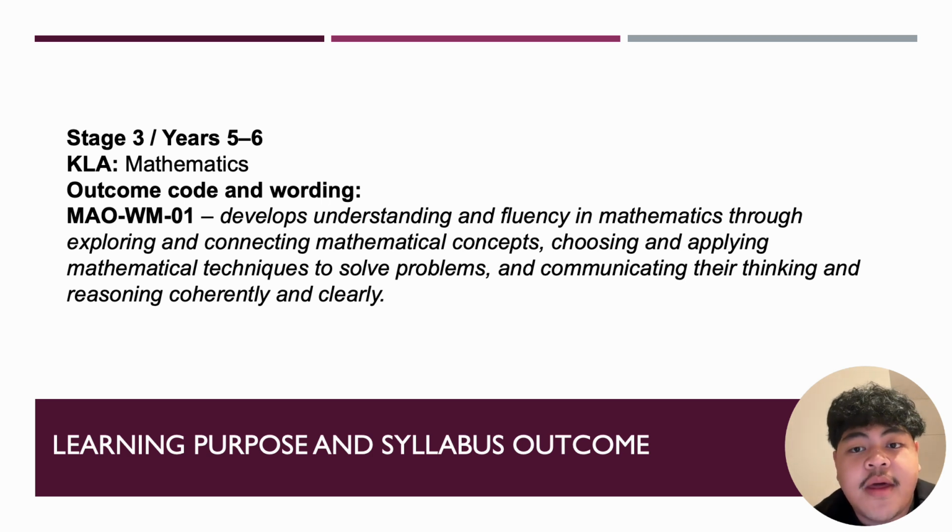This lesson connects to Mathematics Syllabus Outcome MAO-WM-01, where students develop understanding and fluency in mathematics by exploring and connecting mathematics concepts, solving problems, and communicating their thinking and reasoning clearly. The learning intention is for students to create graphs and interpret digital graphs, identify features of a clear and accurate graph, compare different types of graphs, and think critically about how graphs can influence people's understanding of data.